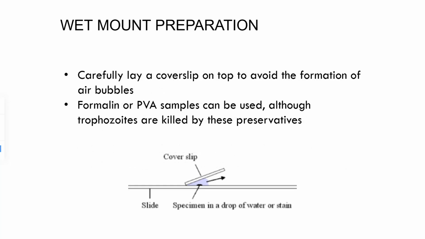Carefully lay a cover slip on top to avoid the formation of air bubbles. Formalin or PVA samples can be used, although trophozoites are killed by preservatives. So if you want to look at motile organisms, you don't add those preservatives. If you don't care if they're swimming or not, then you can add the preservatives. You always want to angle the cover slip, and then when you drop it, the liquid by capillary action will diffuse out in this direction so that it reduces the likelihood of air bubbles forming.